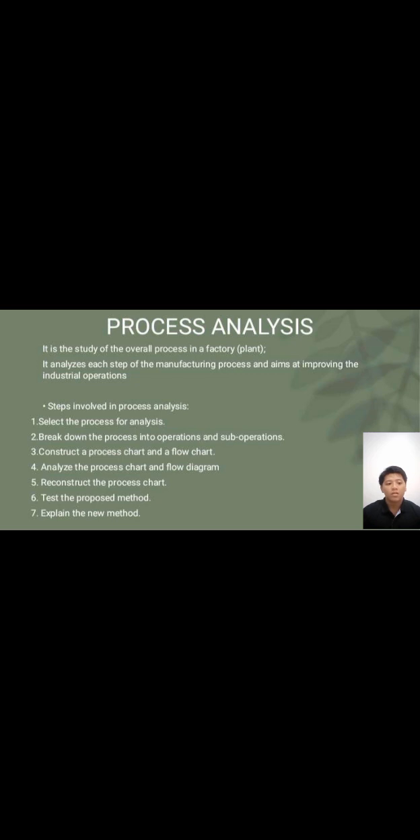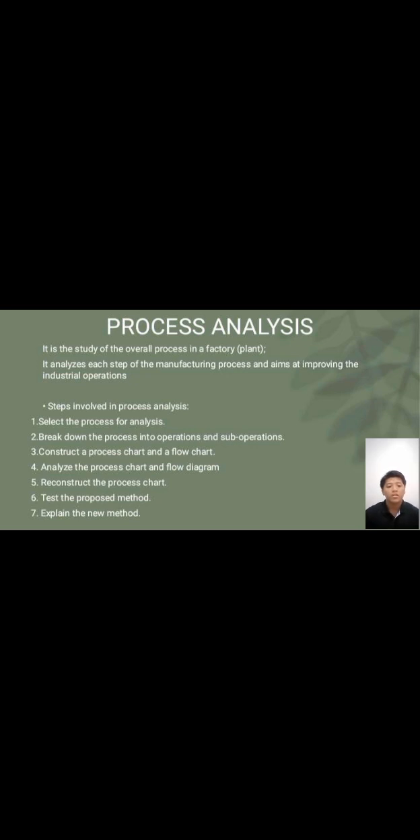Construct a process chart and a flow chart. It is a visual representation that illustrates the steps or activities involved in a specific process. It typically uses symbols and shapes to denote different stages and connectors to show the flow of the activities. Process charts help to understand the sequence of events and identify potential areas for improvement in a process.